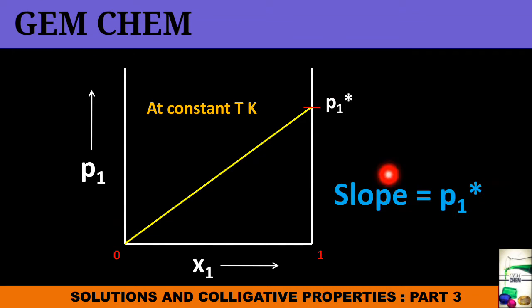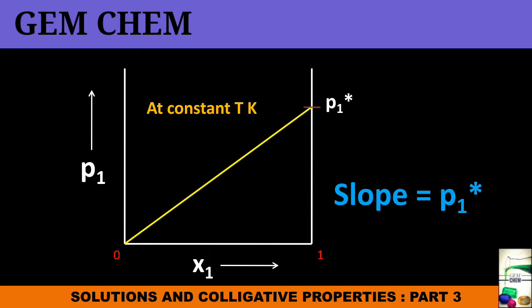Now this is the graph. If you see this, this is the graph of Raoult's law. As we increase x1, P1 increases, and finally the intercept is P1 star where there is only pure solvent, and the slope is also P1 star.